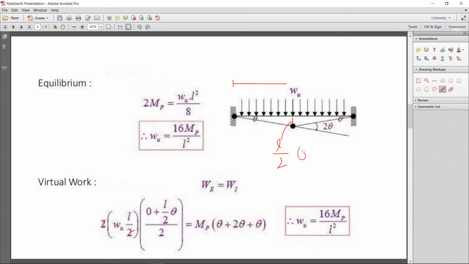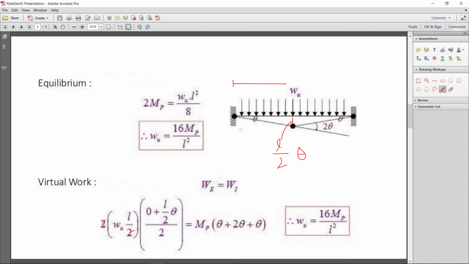theta at this location. But along the span the deformation varies, so we will consider the average settlement, that is 0 plus L by 2 theta, divided by 2, that is the average settlement. After L by 2, that will multiply with 2, that will be L by 4. Okay, L by 4 will go on the other side, then L will come down, this L will also come down, that will become L square. The answer will be w equals 16 Mp over L square.